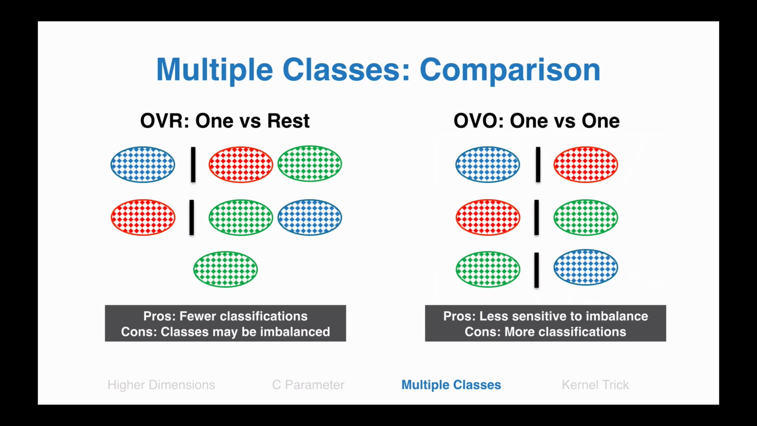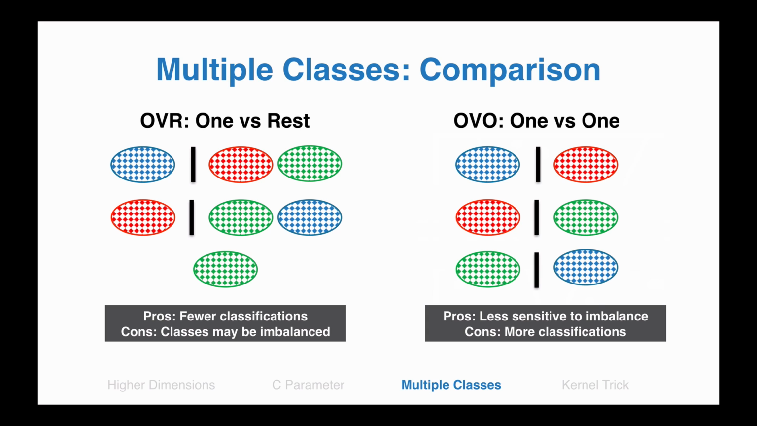On the other hand, we have OVO, which would compare all the classes separately and create a hyperplane for each one of them, and then combine all that information. There are some pros and cons to both. The pro to the OVR approach is that there are fewer classifications that need to be made. Let's say we were classifying 10 different groups. In that case, we would have to create 9 different models. It would create a model for one versus rest for every single class, and then for that 10th class, that's just where the remaining data goes.